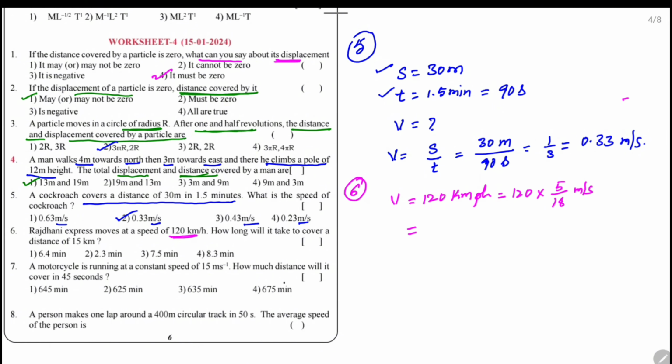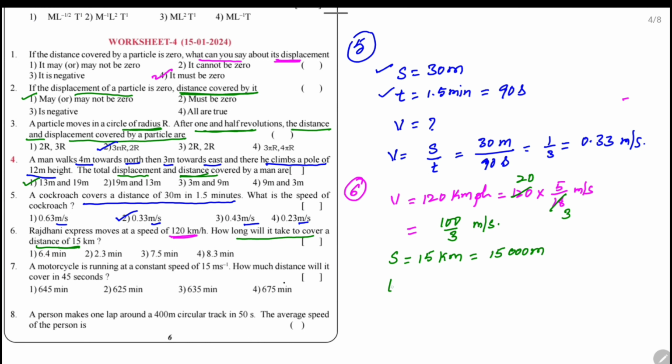So which is equal to, using the 6 table, 6 3s are 18 and 6 2s are 12... sorry, 20s. So which is 100 by 3 meters per second. And how long does it take to cover a distance of 15 kilometer? Here the distance is given as 15 kilometer. Let me convert this into meters, which is equal to 15,000 meters.